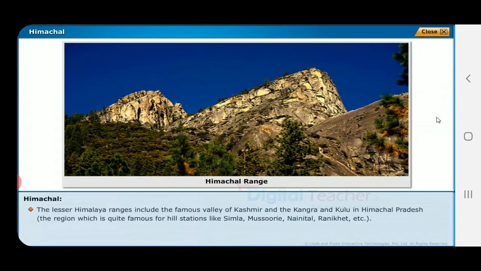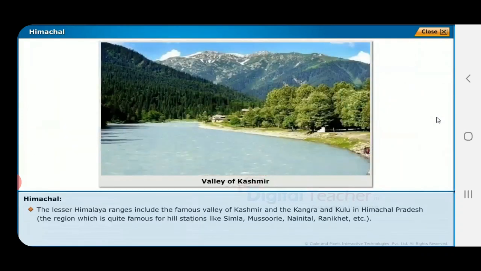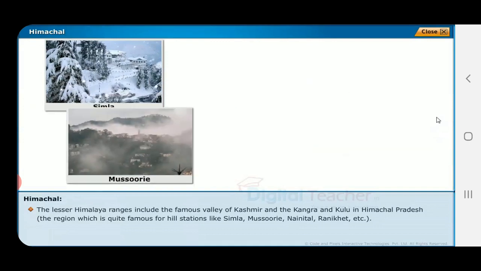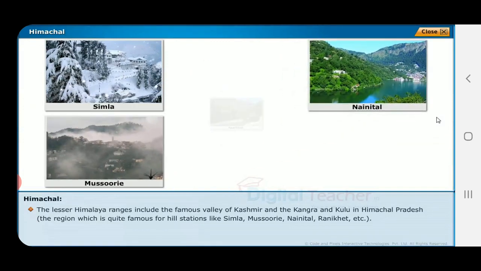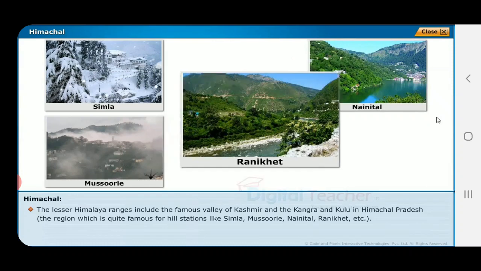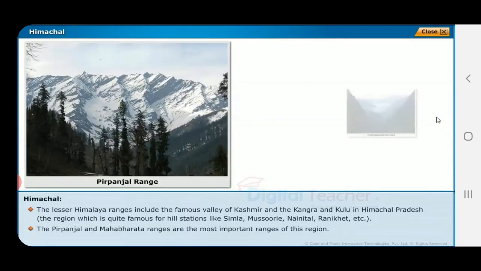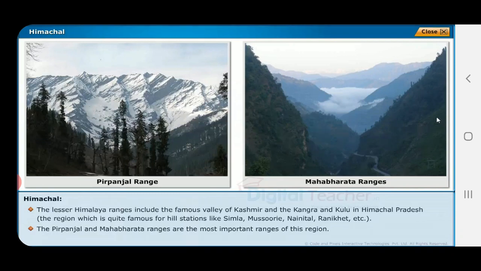The Lesser Himalaya ranges include the famous valley of Kashmir and the Kangra and Kulu valleys in Himachal Pradesh. The region is quite famous for hill stations like Simla, Mussoorie, Nainital, Ranikhet, etc. The Pirpanjal and Mahabharata ranges are the most important ranges of this region.